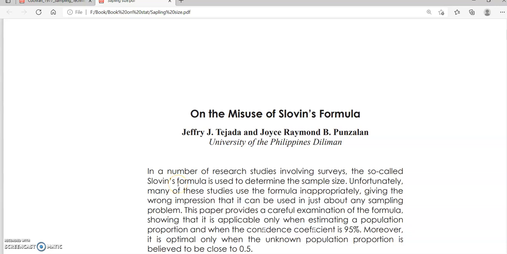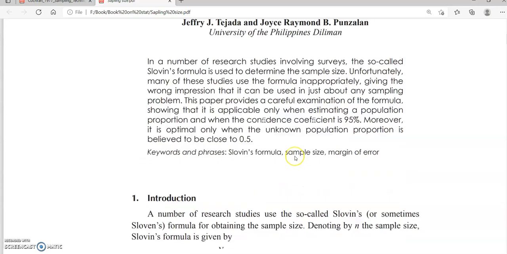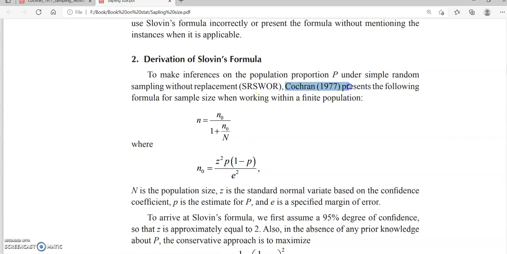Today I will talk about how to calculate sample size. Here is one paper on the misuse of the Slovin formula. You can find here Cochran, 1977, who presented the following formula for sample size when working with a finite population. So it is the Cochran formula for a finite population, that is, a known population.